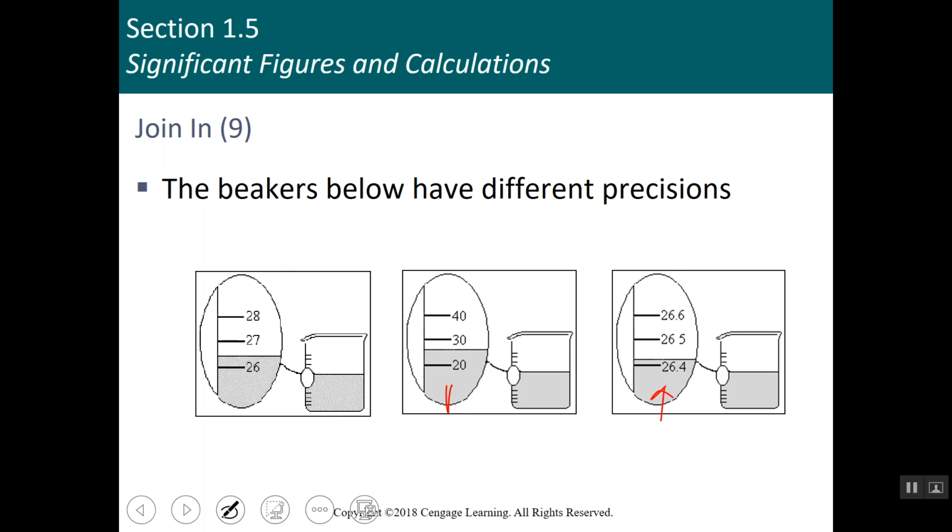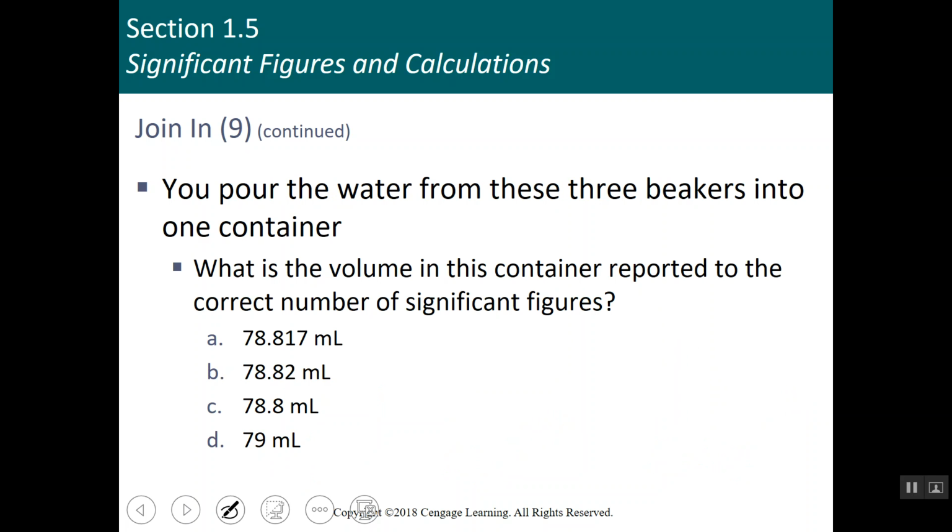So if we were to record this one, we would say 26, and let's just say 0.4. This one, we could only say it was 20, maybe 26. And then this one, we could say it's 26.42. And obviously, this last number is an uncertain digit. It's guessed. So if we add those together, this one has 1 decimal place, this one has 0 decimal places, and this one has 2. So our answer, if you're adding, cannot have any decimal places. So the correct choice, or the only choice that would be reasonable on this one, is the 79 milliliters.